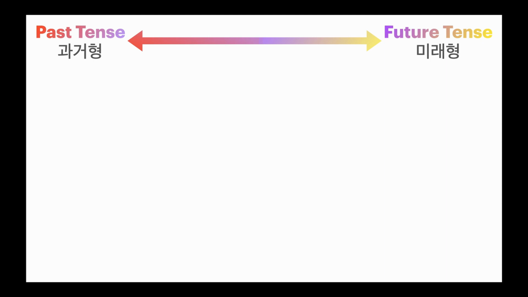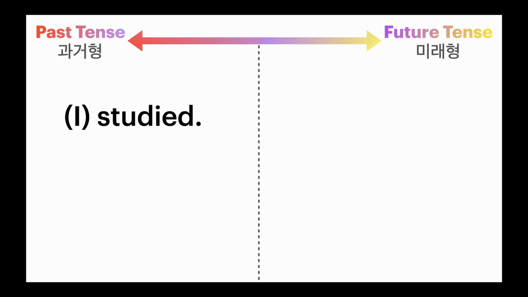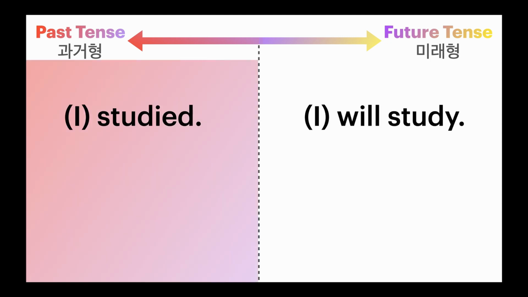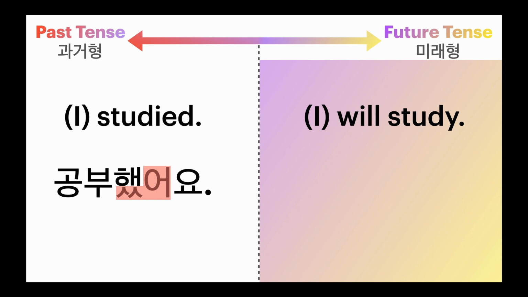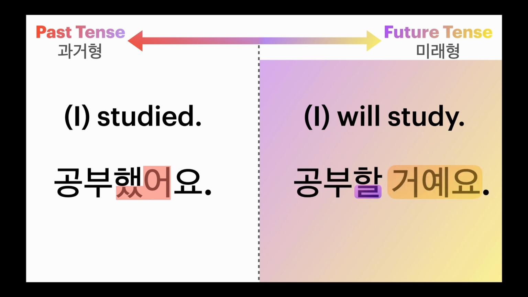And finally, let's go ahead and compare past tense and future tense. 과거형, 미래형. Let's begin with I studied versus I will study. Starting with I studied. 공부했어요. And I will study. 공부할 거예요.